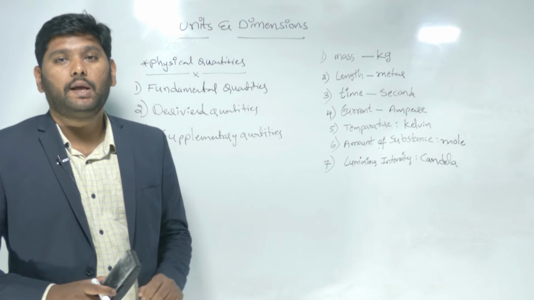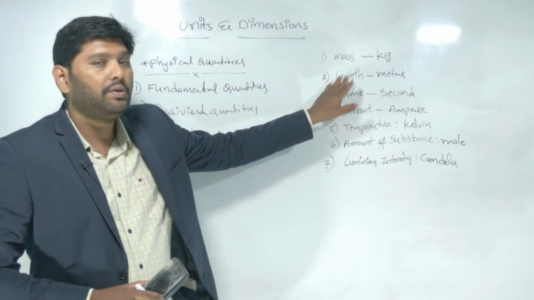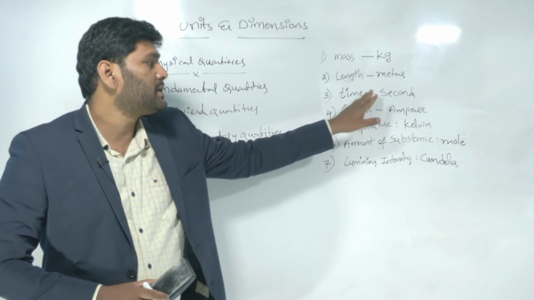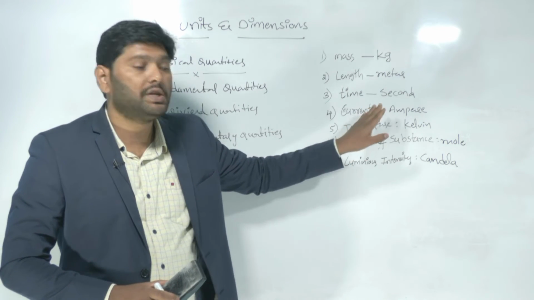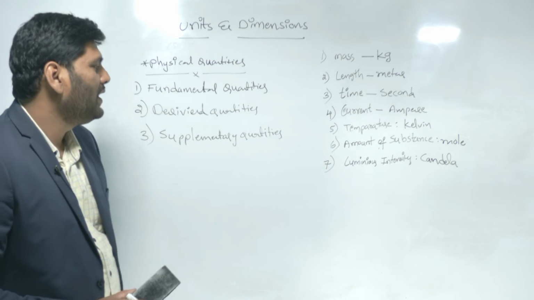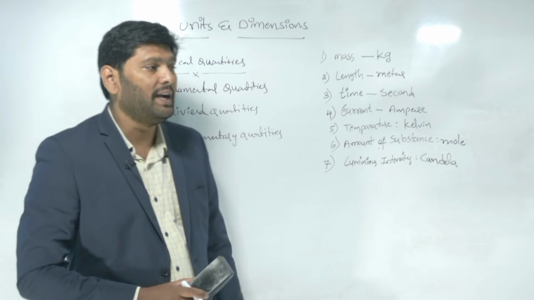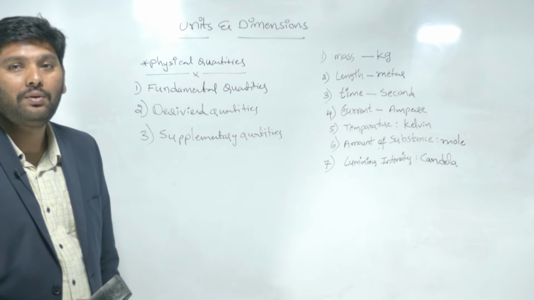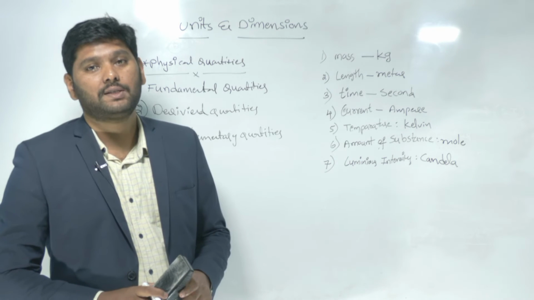We have the SI system: mass unit is kg, length unit is meter, time unit is second, current unit is ampere, temperature unit is Kelvin, amount of substance unit is mole, luminous intensity unit is candela. So this is how the SI system is for fundamental quantities.